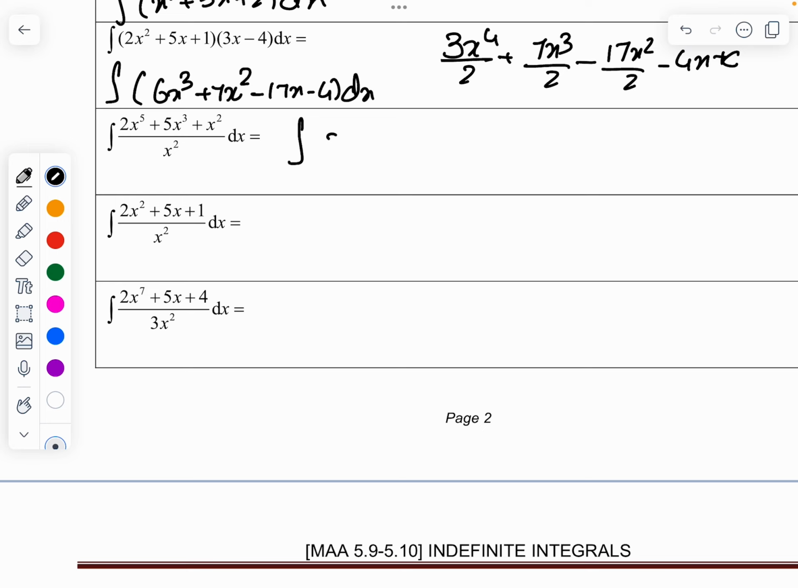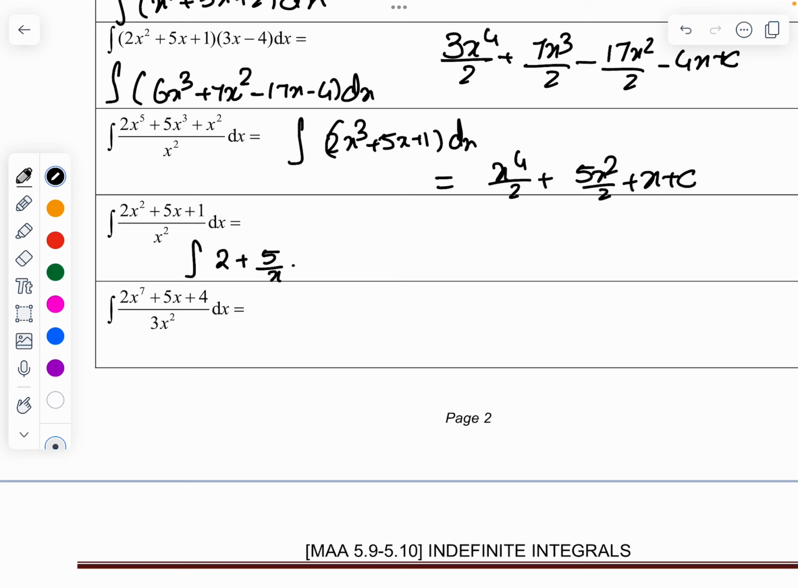Then simplify this. It becomes 2x cubed plus 5x plus 1 dx. So it will become x power 4 upon 2 plus 5x square upon 2 plus x plus c. Now for this, first of all, simplification will become 2 plus 5 upon x plus x power negative 2 dx. So answer will become 2x plus 5 ln x minus x power negative 1 plus c.